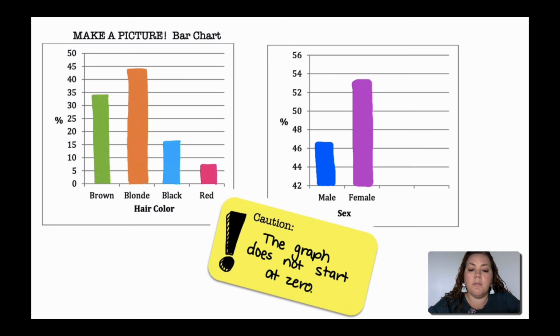Okay. So the reason that one looks so staggering is because the graph does not start at 0. Okay, so if you're going to make a picture, make sure that you're counting by the same number each time on your y-axis, and also that you start at 0.